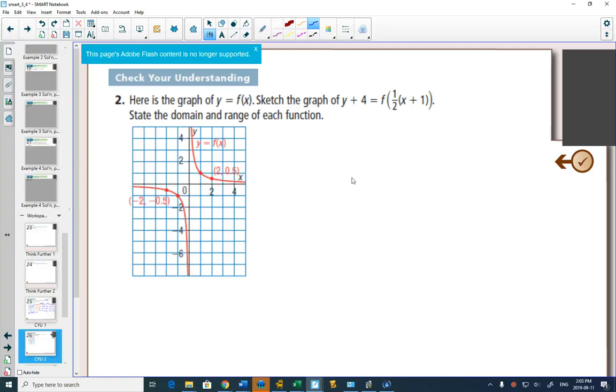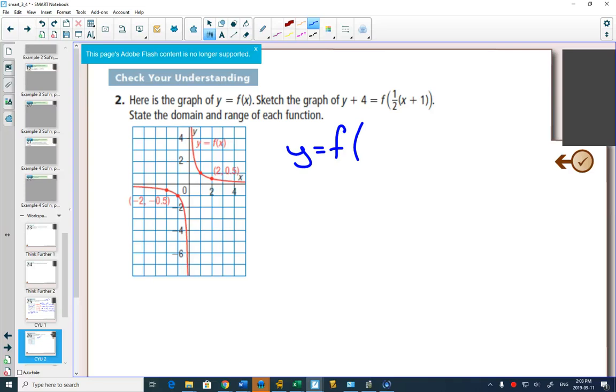Here is the graph of y equals f of x. Sketch the graph of y plus 4 equals f of a half x plus 1. So first of all, I would probably rewrite this with that 4 on the other side. And while I'm rewriting it, I notice we do have a horizontal stretch and a horizontal translation.